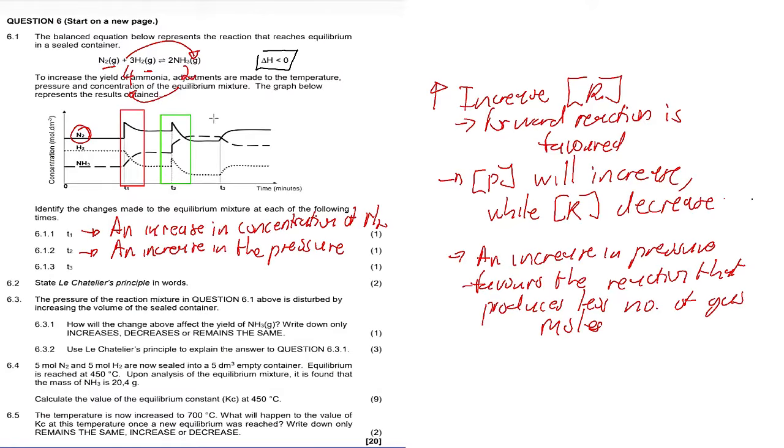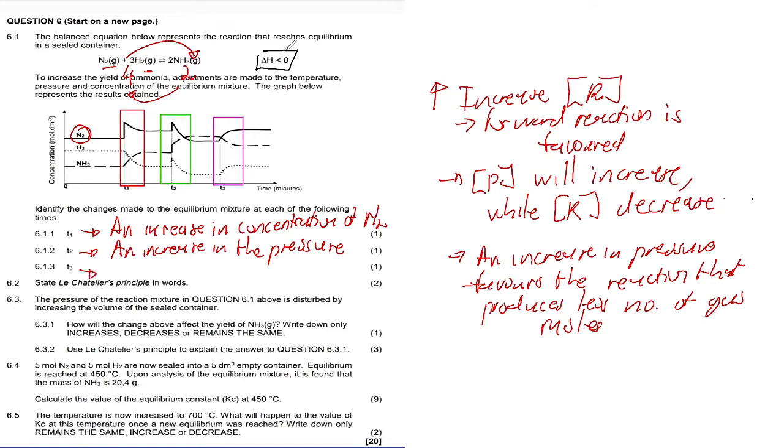Now let's look at T3. What has been done at T3? So at this point, we can see that we've spoken about an increase in concentration. We've spoken about an increase in the pressure. So if they said they made adjustment on all of temperature, pressure, and concentration, that means T3, it's only remaining for the temperature. But then the question is, what was done to the temperature? Was that temperature increased or decreased?